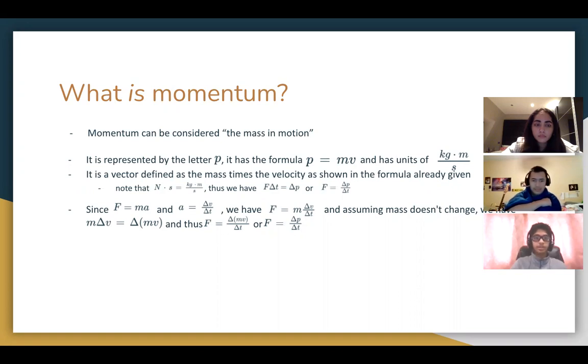And this can also be proven when we think about F equals ma, where a is equal to the change in velocity over time. So therefore, force is equal to mass times the change in velocity over time. So if we assume that the mass doesn't change over time, we also have that force is equal to the change in mass times velocity over time, and therefore force is equal to the change in momentum over time. So basically from this slide, we can take away that force is equal to the change in momentum over time, momentum is equal to mass times velocity, and its units are kilograms times meters per second.